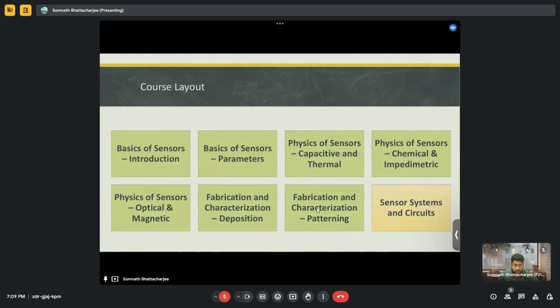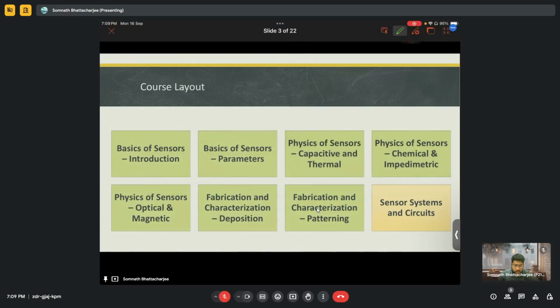So this is the basic course layout of our course. In the first week we learned about the basics of sensors, where we introduced what sensors are, what actuators are, and how they are different. Then in the next week we learned about the parameters of sensors, that is, how to characterize a sensor and whether a sensor is useful for your use case or not.